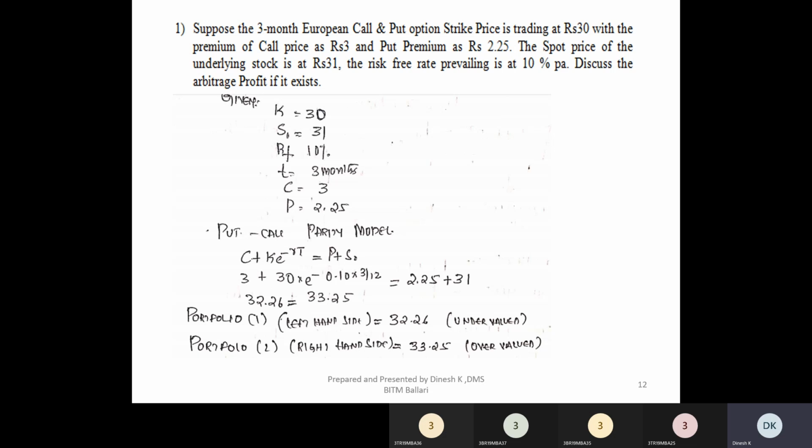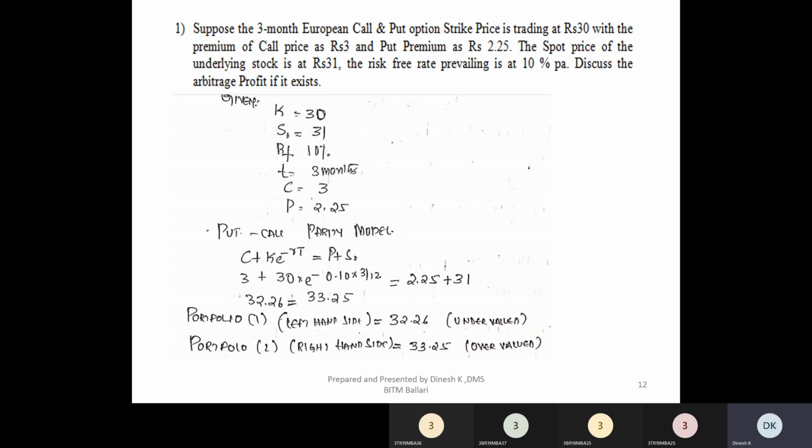Right. So simplify first: 3 divided by 12 multiplied by 0.10, then take the exponential to the power of the negative value, then multiply that with 30, then add 3. That will give you the value of your left hand side portfolio, which is 32.26. And the right hand side portfolio value is very simple to substitute: 2.25 plus 31 comes out to be 33.25.